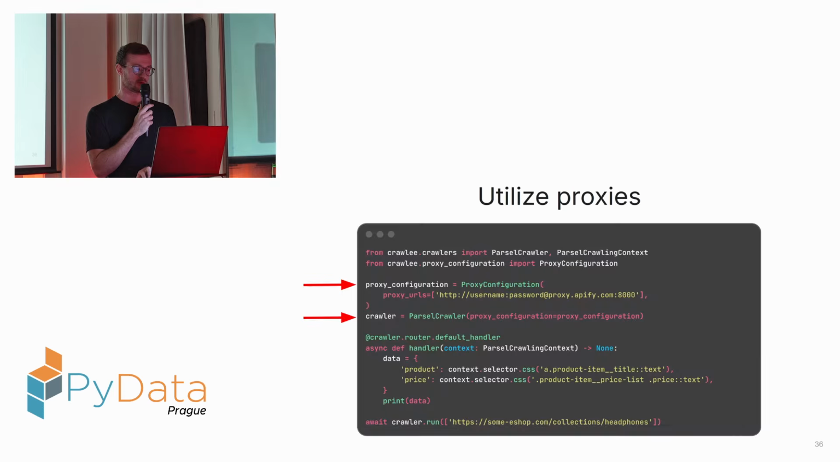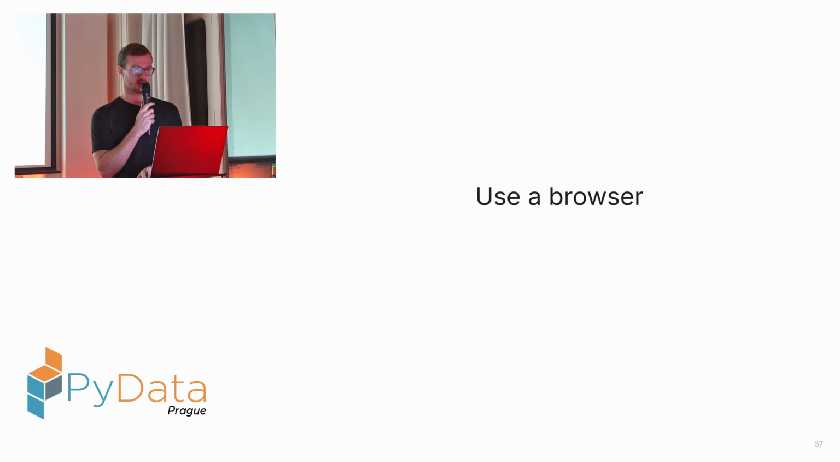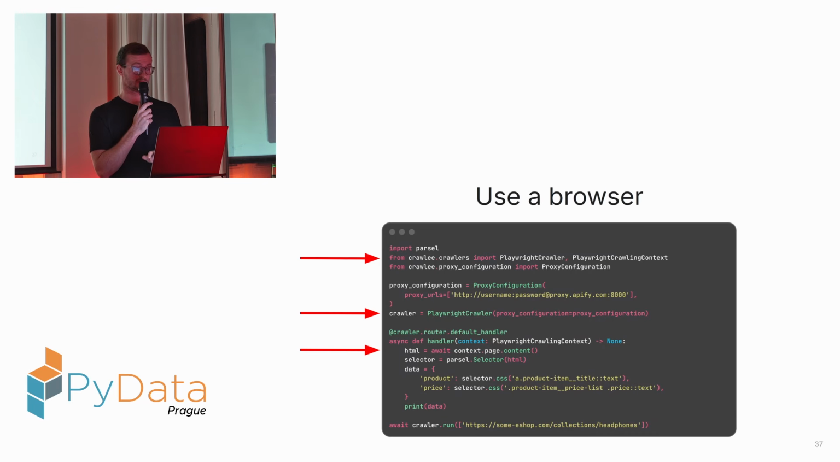So now let's utilize proxies. One more import from Crawlee, proxy configuration, providing the URI to our proxy and passing it to the crawler. Pretty simple. And now if we want to switch to a browser, instead of the Parsel crawler, we will import the Playwright crawler. And in the request handler, we will have to do one small update. We will have to first fetch the content and then provide it to a parser so that we can use the parser for the data extraction.